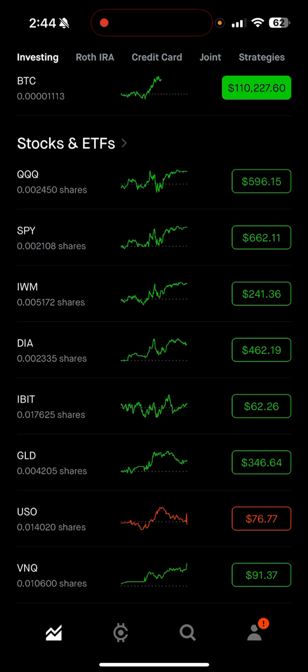IWM is 2,000 of the small cap names that you probably are not as familiar with, like Abercrombie and Fitch, Sprouts Farmers Market, and Fluor. DIA, that is the Dow Jones Industrial Average. That is the 30 large cap US stocks, the big names: United Healthcare, Goldman Sachs, Home Depot, Amgen, companies like that. It's the Boomer Index. It's the one that people are very familiar with, but it only has 30 names.